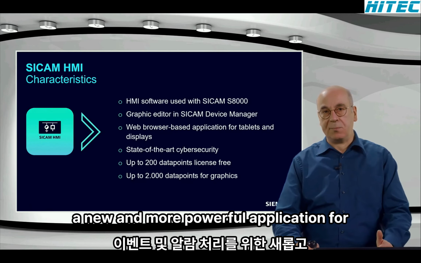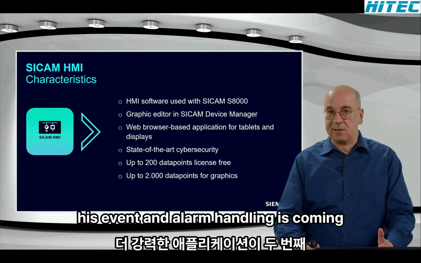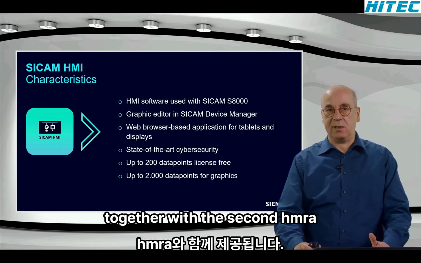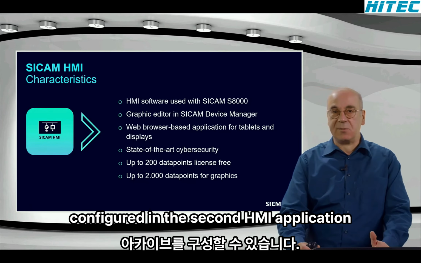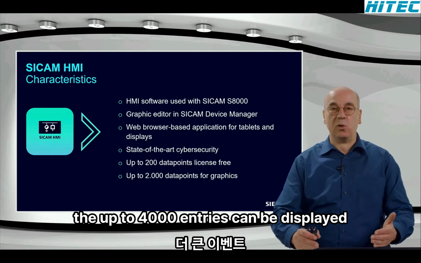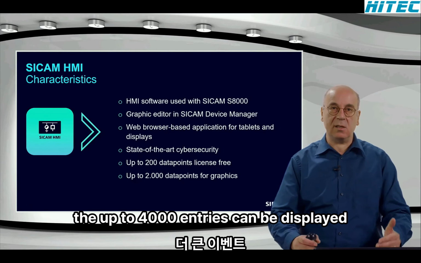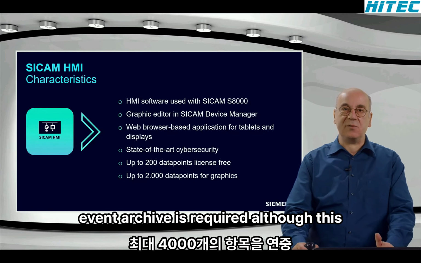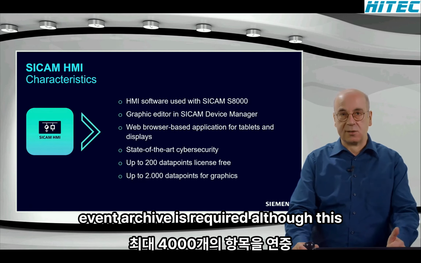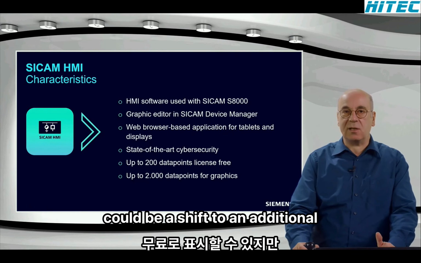A new and more powerful application for the event and alarm handling is coming together with the Sicam Hmi. Different event and alarm archives can be configured in the Sicam Hmi application, where up to 4,000 entries can be displayed, also here free of charge. If a larger event archive is required, this could also be achieved through an additional license.